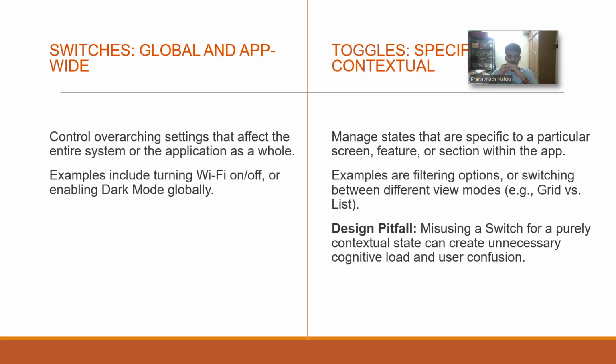So, the differences between them: switches control overarching settings that affect the entire system or application as a whole. Toggles manage states that are specific to a particular screen or feature within the app. Examples of switches are turning off Wi-Fi or Bluetooth, or enabling dark mode globally. Examples of toggles are filtering options or switching between different view modes, grid versus list.